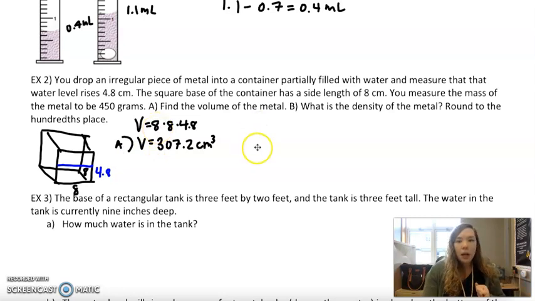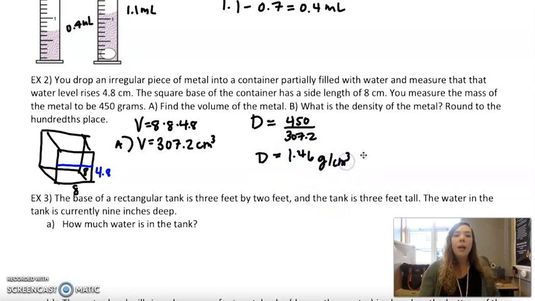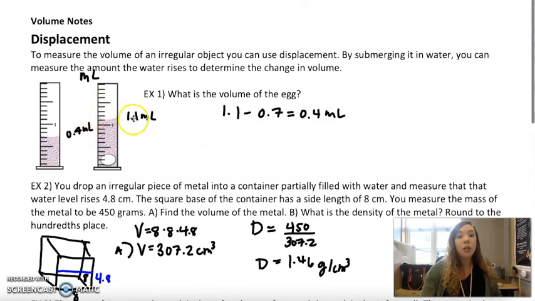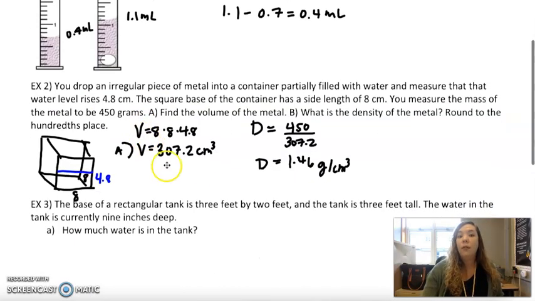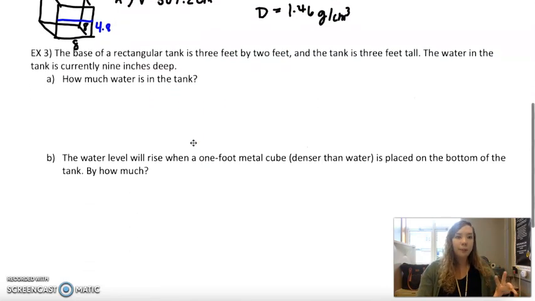Okay, and then they want us to find the density, and they gave us the mass to be 450. We found the volume already. So our density is 1.46 grams per cubic centimeter. Okay, so really for displacement, just make sure if it's already in volume or if you have to figure out the volume. That's really the key difference you have to figure out here.